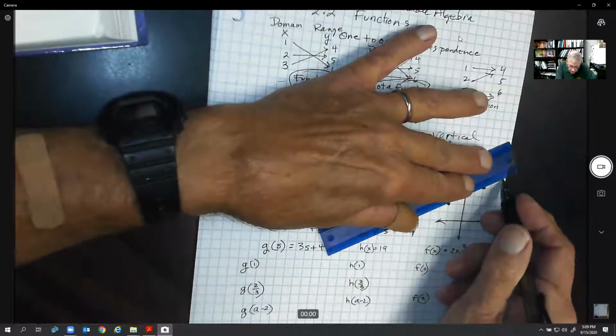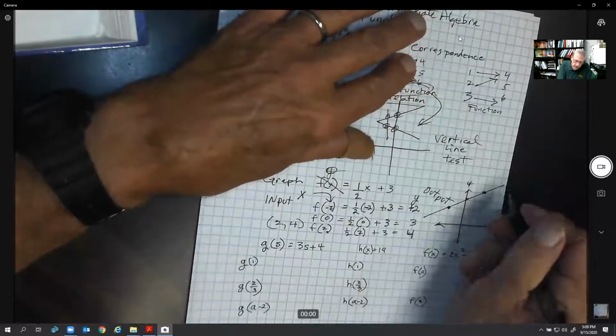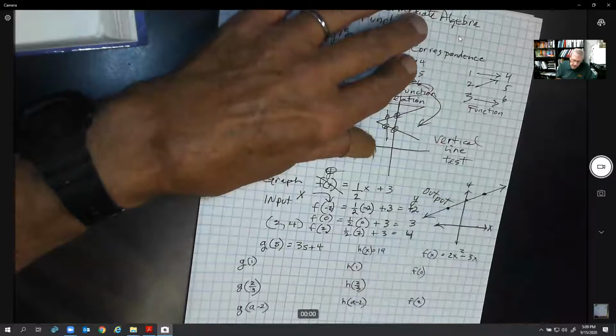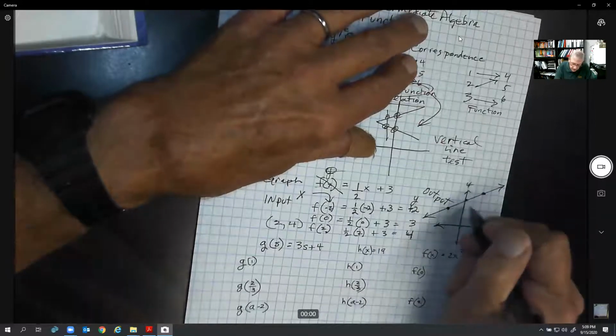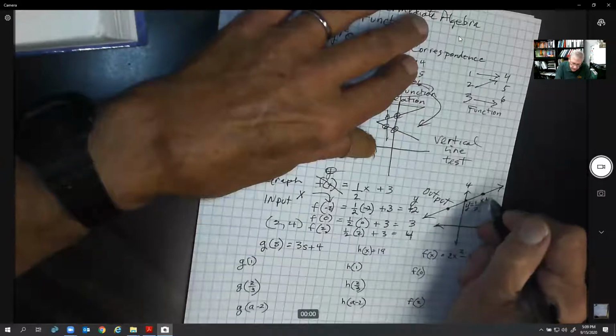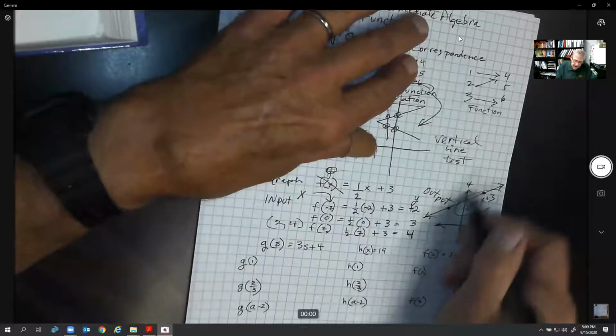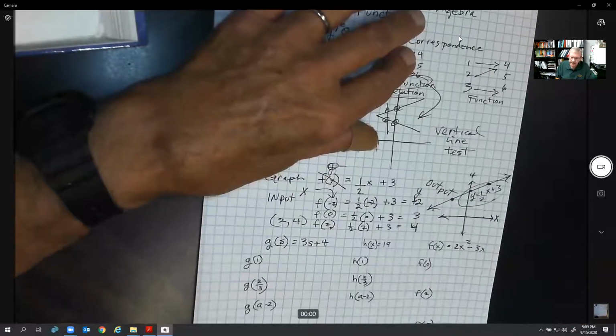Try to hit it just right. There we go. You know what I'm going to call this picture? I'm going to call it y equals 1/2 x plus 3. That's the name of this graph. Every graph has a particular name. That's the name of that graph. All right.